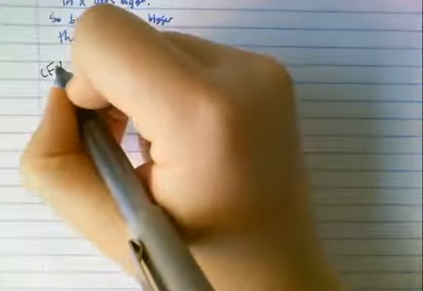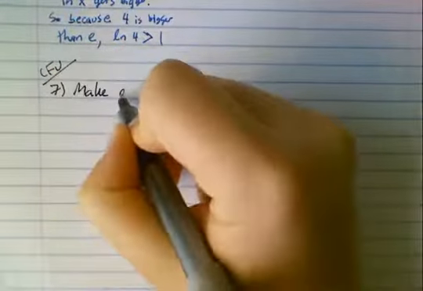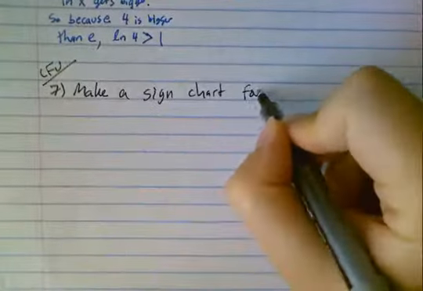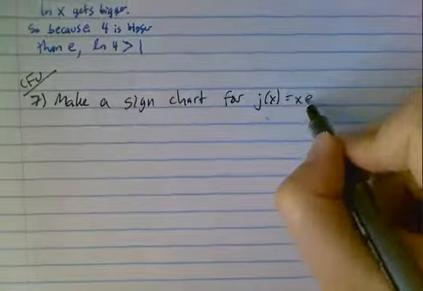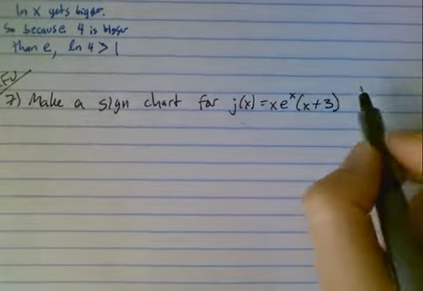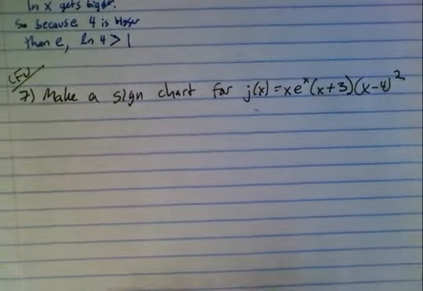Okay, let's do our final check for understanding problem. Make a sign chart for j of x, which equals x, e to the x, x plus 3, x minus 4 squared. Pause the video and do that one on your own, then restart the video when you're ready.